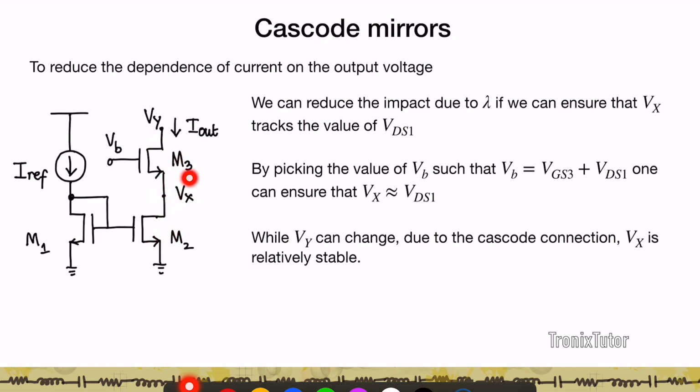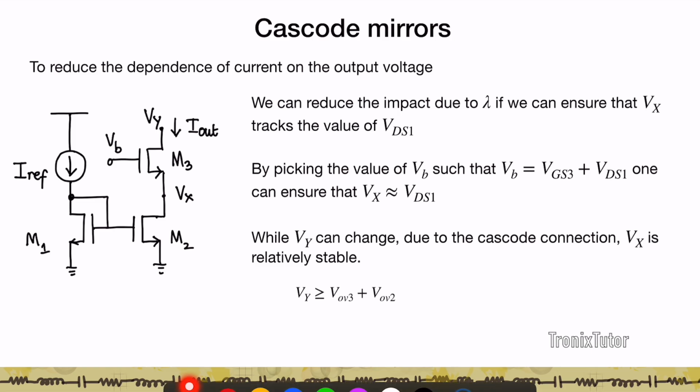Now again, this configuration of M3, M2 is a cascode configuration. What you'll see is that this node voltage Vx is going to be held relatively steady because Vb is steady. So Vy can change substantially, but Vx is not going to change because Vx is going to be dictated by Vb. And therefore that brings in a lot more stability into Iout. Even though Vy keeps changing, because Iout is determined by this transistor, Iout remains relatively stable compared to the voltage Vy.